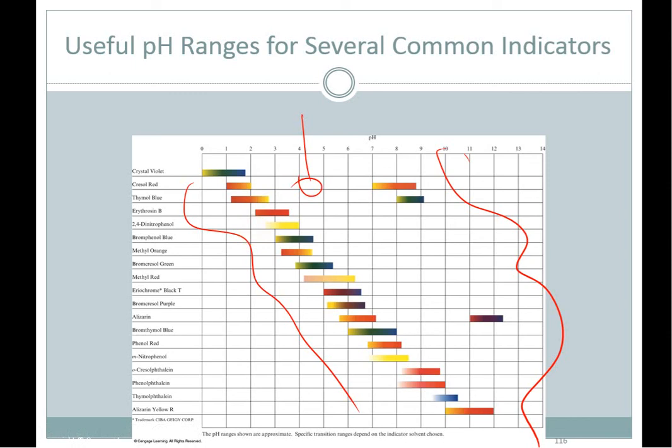I don't expect you guys to memorize these. If you go into organic, sometimes you have to. Some places require you to know certain ones. But for us, all I want you to know is you can target a reaction by using a specific indicator that will change colors around your equivalence point. And that is it for this unit.